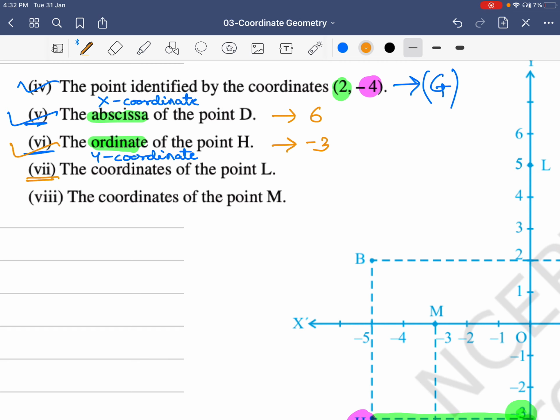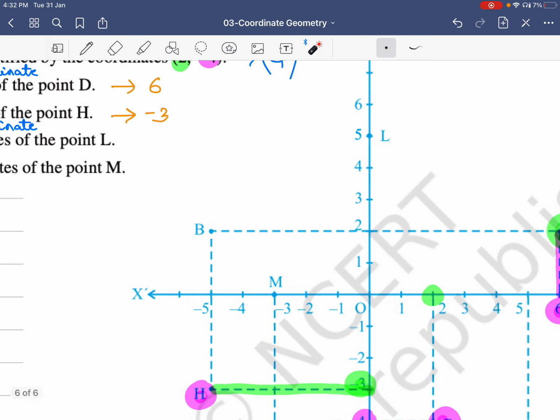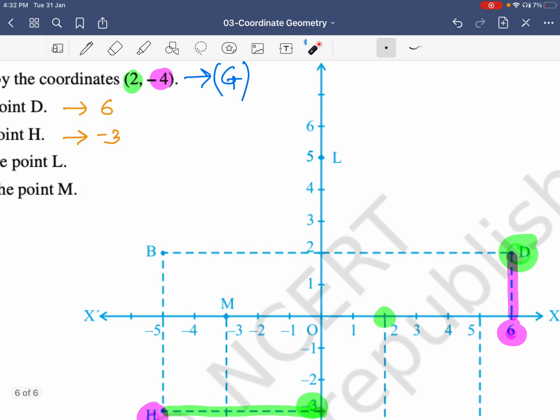Now next, 7th question. It reads the coordinates of point L, and I'll also read this next question. It says the coordinates of point M. So point L and point M. So let's come here. Okay, so here we have found it out. This is my point L, okay, and this is my point M. We have to find their coordinates. Okay, so again, same procedure.